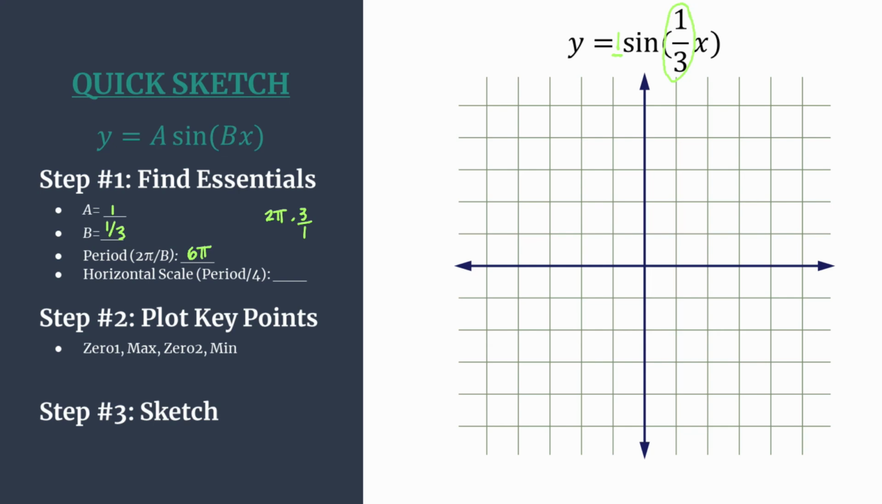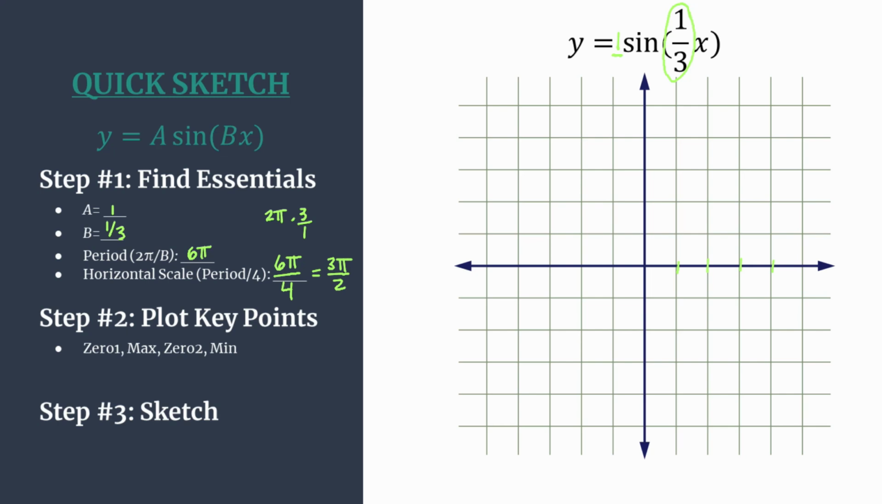So 6 pi over 4. Okay, and if you want to reduce that, which of course we do, it's 3 pi over 2. And let's go ahead and label our horizontal axis. So we'll have 1, 2, 3, 4 tick marks. And note that that 4th tick mark should match the period. So let's go ahead and label.